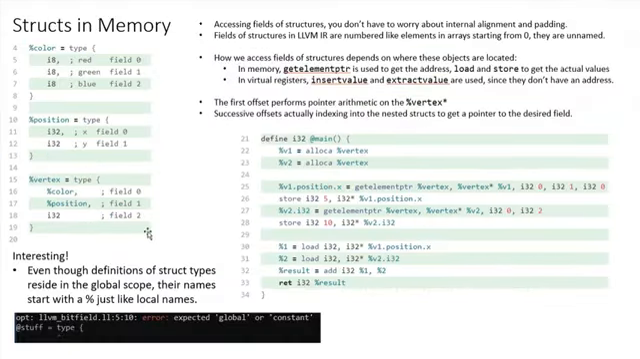Now let's take a look at structs in memory and how we would access them. So when accessing fields of structs, LLVM intermediate representation has no concept of padding or internal alignment. This is an OS specific thing. For example, padding and alignment of structures is different in 32-bit Windows and 64-bit Windows, as well as in Linux.